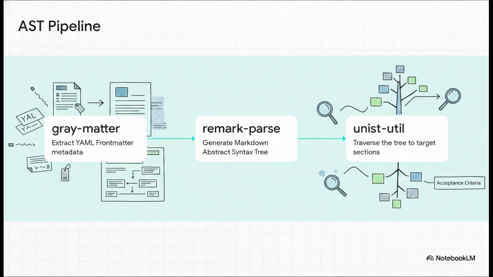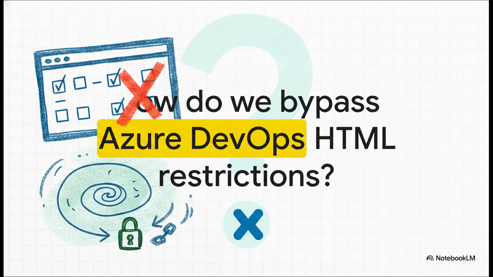This is powerful because it lets us target specific sections dynamically. For instance, we can hunt down a heading node that explicitly says acceptance criteria and easily extract absolutely everything nested underneath it. But here's where we hit a pretty major roadblock.